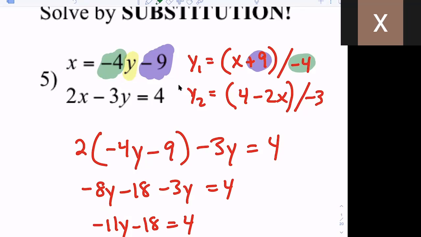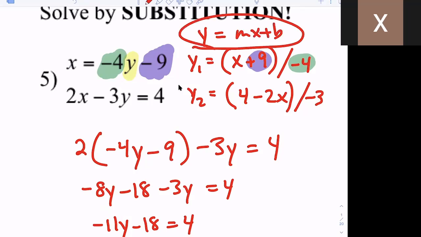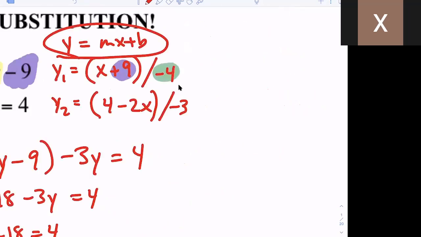y equals mx plus b. That's what this is. y equals mx plus b. That's what this is. You just can't see it. If I divide by -4, watch. This is -1/4 x minus 9/4. y equals. That's it. It's just in a different format because I didn't divide by -4.